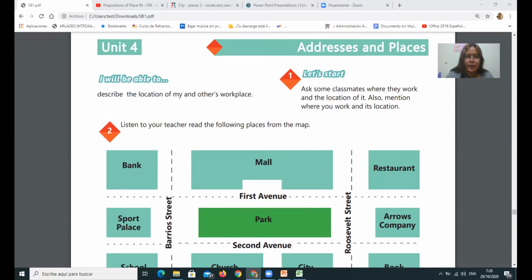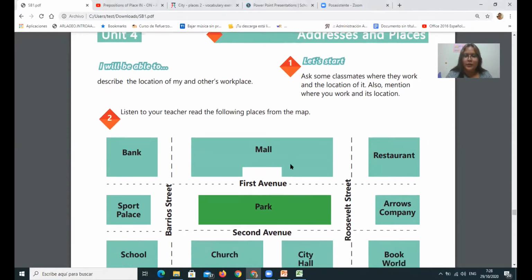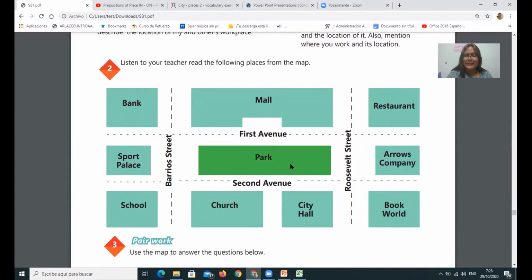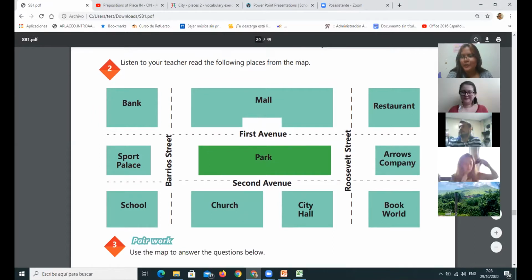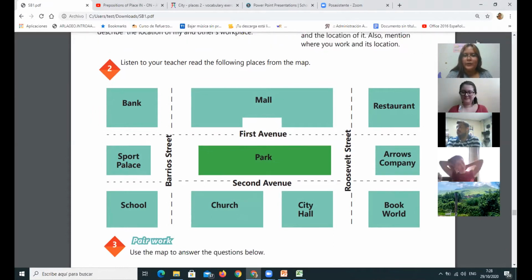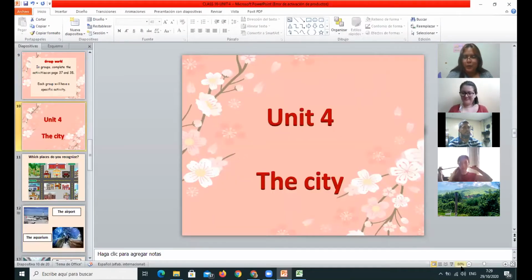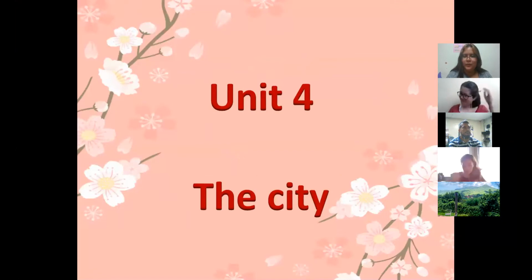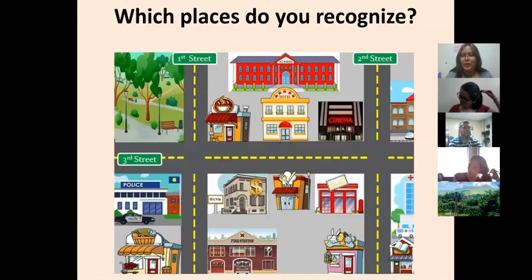All right, unit number 4. In this unit, we are going to talk about places in the city, prepositions of place, how to give directions. We're going to study there is and there are. So let's take a look at this. Here we have a map, right? Here we have a map and we have different places, but before, look at the picture that I have of unit number 4, the city. Which places do you recognize here? Tell me the places that you observe over here.